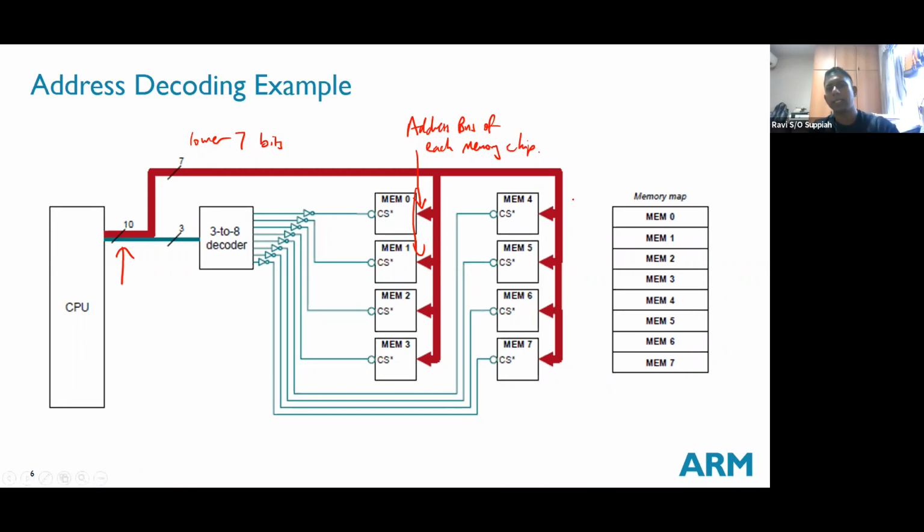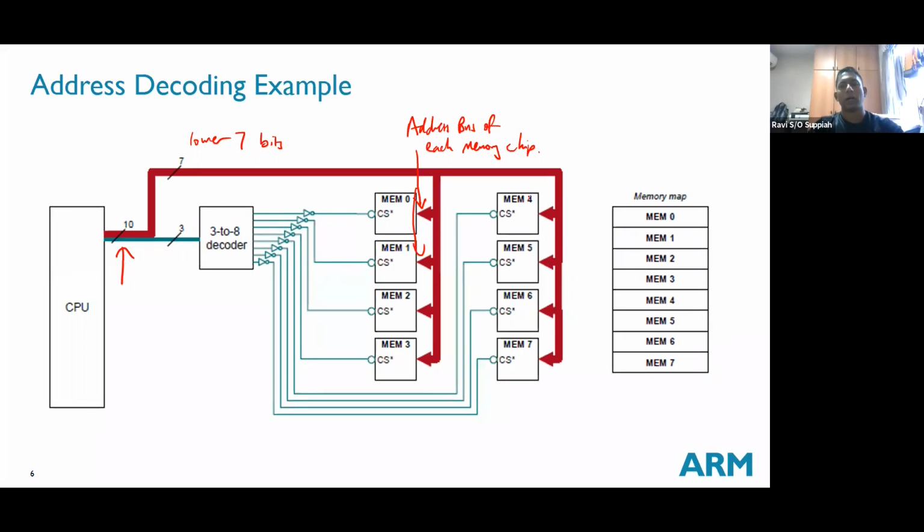Okay, and you can see that it goes the same 7 bits to all the memory chips. So when a 10-bit address comes out, the lower 7 bits automatically are sent to all the memory chips at the same time. All right, so that's the first thing.